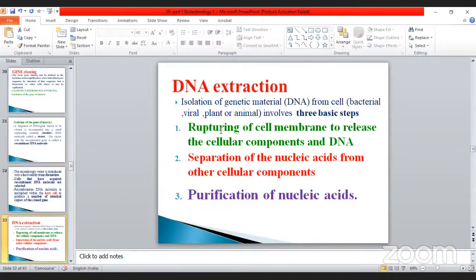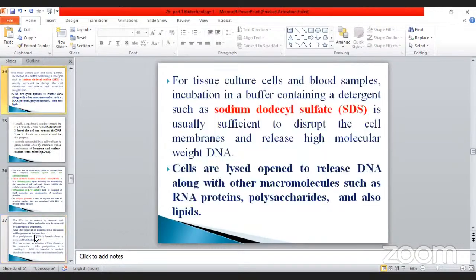After that, DNA extraction. As shown in the overlay, there are 3 steps involved in this process. Rupturing of the cell membrane to release the cellular components and DNA. Separation of the nucleic acid from other cellular components. Purification of the nucleic acid. These are the very important steps.